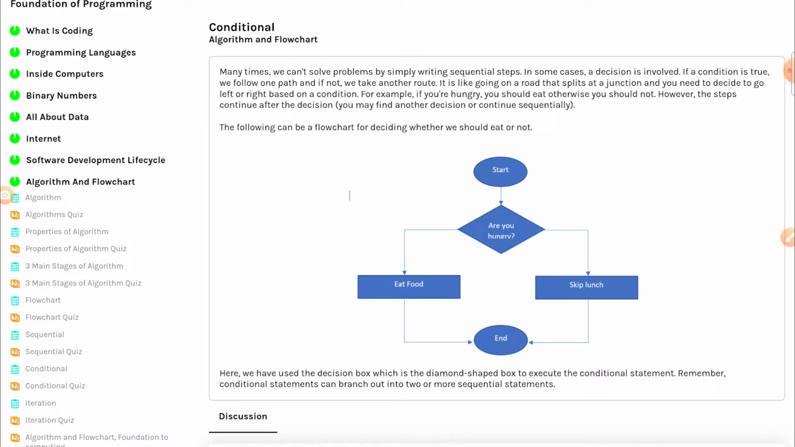Currently you are learning about algorithm and flowchart, and in today's class we will learn about conditional flowchart.